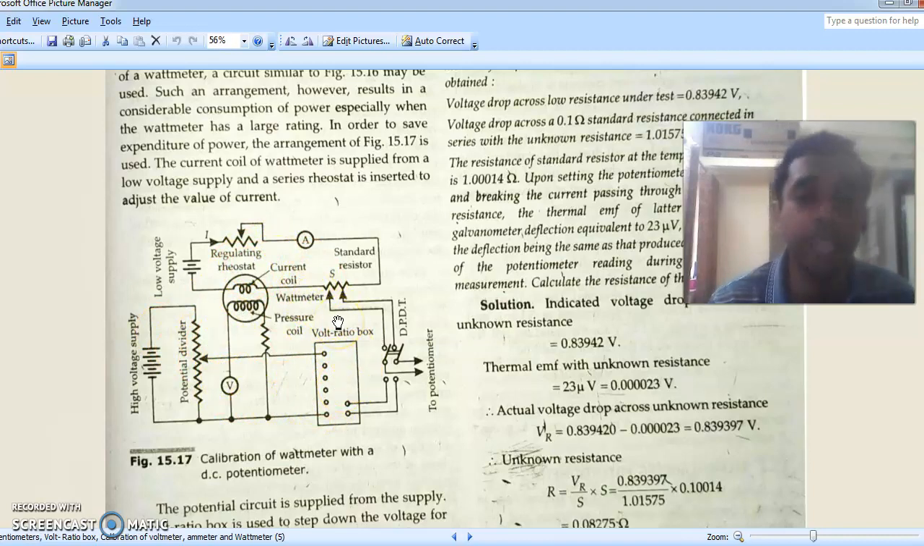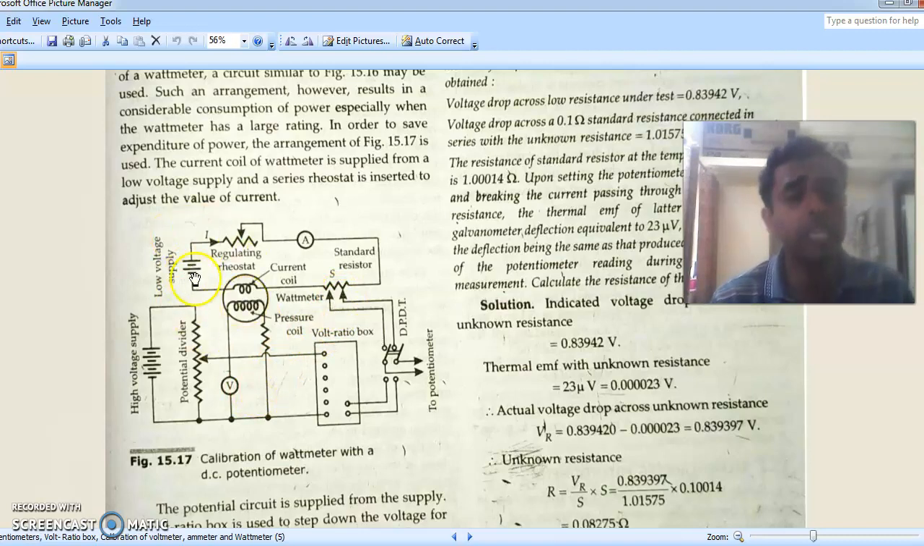Now the principle is the same. We have a standard resistance here. The voltage across the standard resistance, which we can get from the potentiometer, divided by the standard resistance value gives the current value. Then the drop across the pressure coil can be obtained after placing the switch to this point and balancing the potentiometer. That potentiometer reading multiplied by the multiplying factor gives the actual voltage. That actual voltage multiplied by the actual current will give the true value.